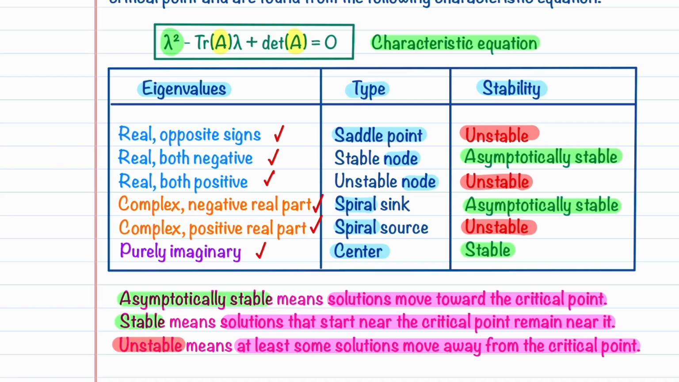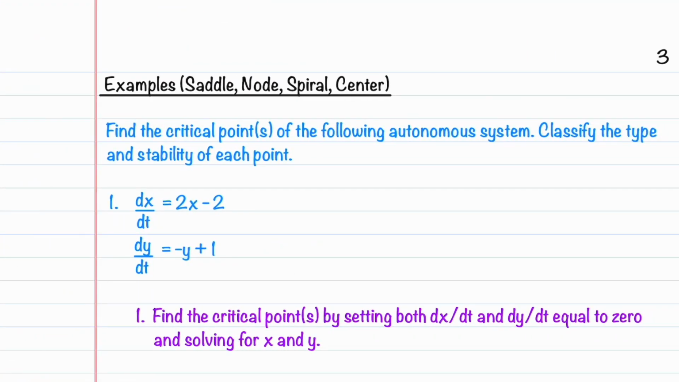Let's now look at some examples. We're going to walk through 4 examples, one of each type: a saddle, a node, a spiral, and a center, where we're going to find the critical point or points of an autonomous system of differential equations. We're then going to classify the type and stability of each point.